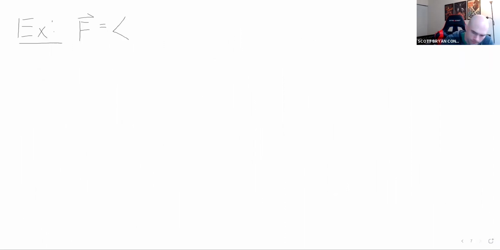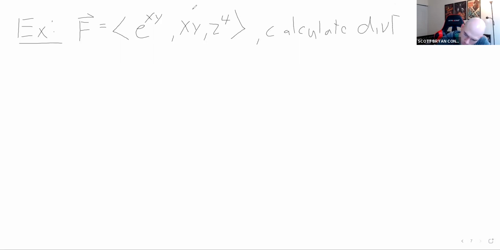Okay, so for example, suppose our vector field is e^(xy), xy, z^4. Let's calculate the divergence, which we often write as div F, at the point (1, 0, 2).